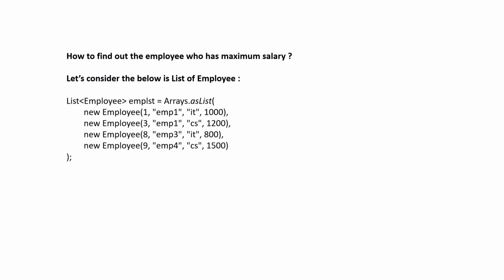First we need to sort the employees, meaning we need to get the list of employees in descending order by salary, because the question asks for the employee who has the maximum salary. Once we get the descending order list of employees by salary, then from that list we can find the first employee with the help of the findFirst operation. Let's see step by step.